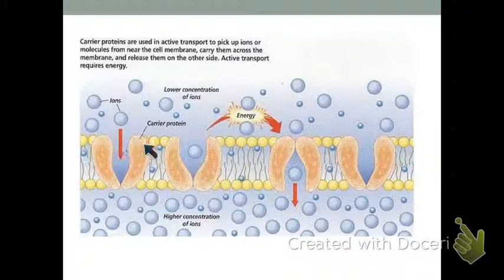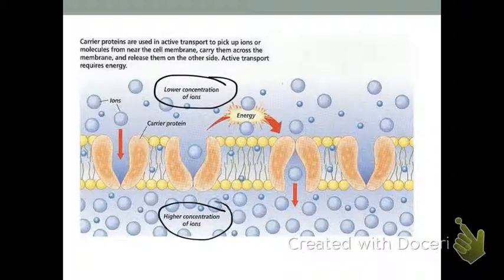But just bonding to the protein pump doesn't do anything. To get this protein to change shape, we have to add energy. When we give it energy, it changes shape, and then that moves the molecule across the membrane. What I want you to notice, though, is that in this drawing, we are moving from a low concentration of ions to a high concentration of ions.